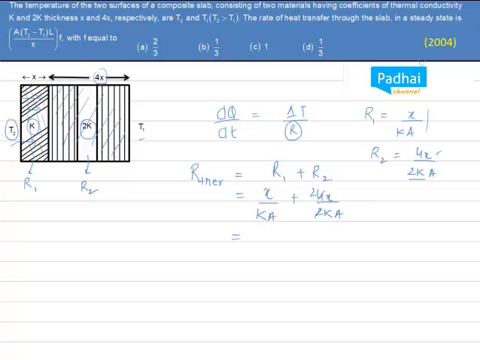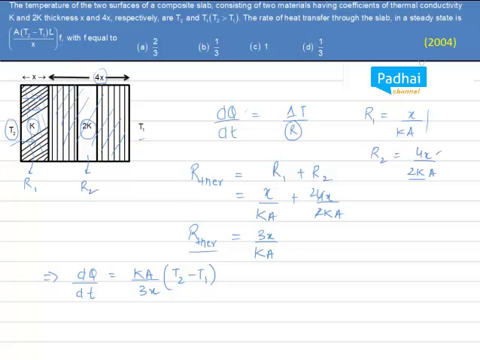These two will cancel out. It will be 2x upon KA, that means 3x upon KA. This is the net thermal resistance which it is offering, right? So that means dQ by dt can be written as KA over 3x into delta T. Delta T is T2 minus T1, right? So this is the net formula that we are getting.